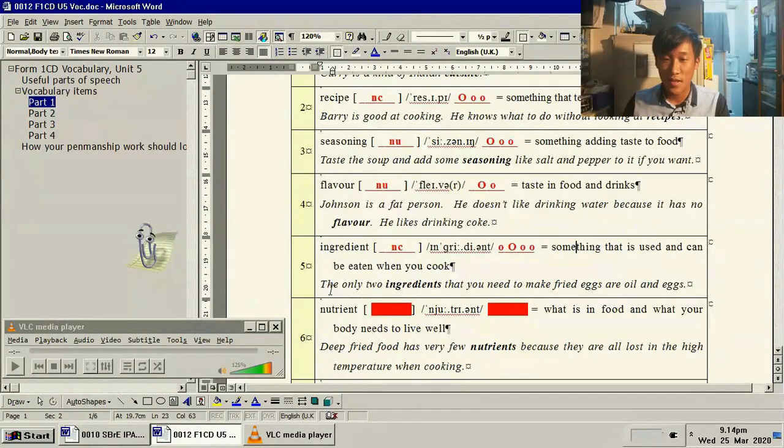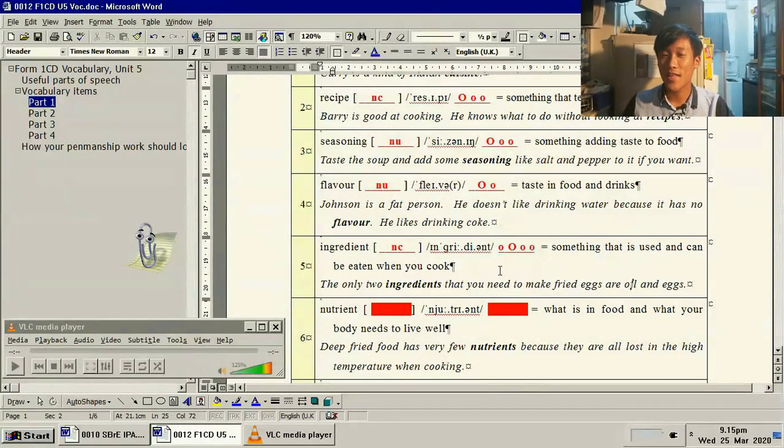So what is this? The only two ingredients that you need to make fried eggs are oil and eggs. So it's something that is used and can be eaten when you cook. You need eggs to make fried eggs. You also need oil, and both items, the oil and the egg, you can eat them, right? So this is what you need, and you can eat them when you cook. So we call these things ingredients.